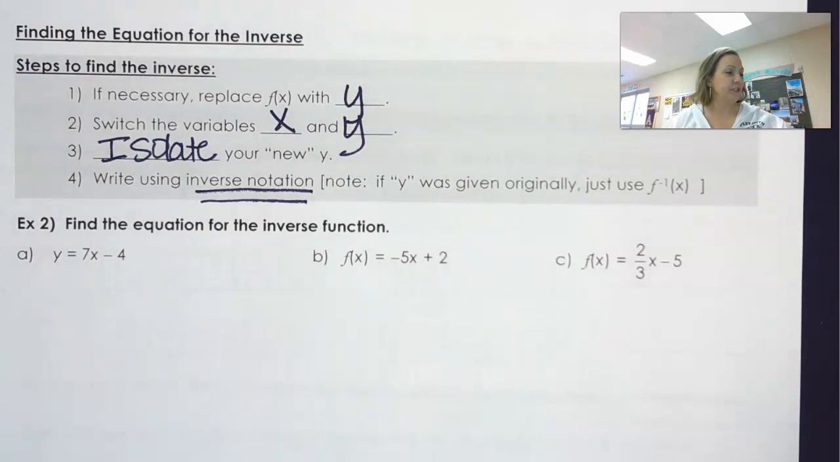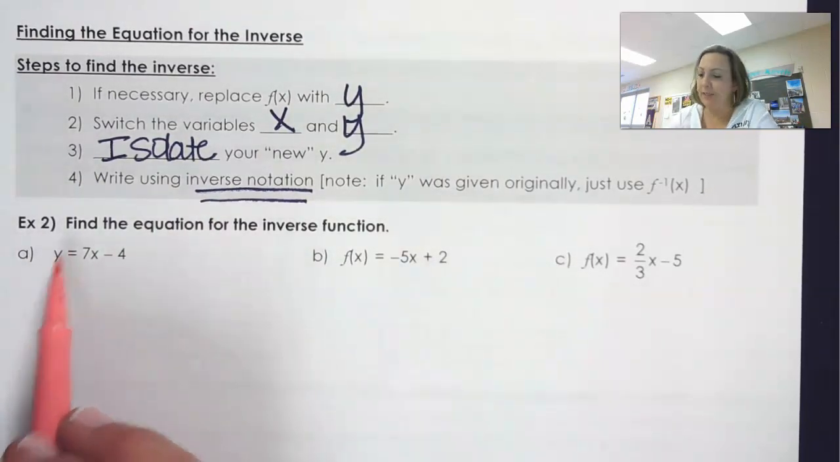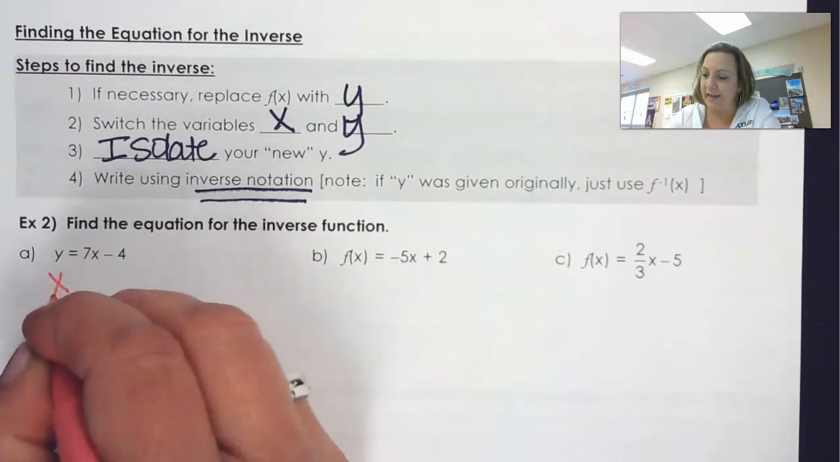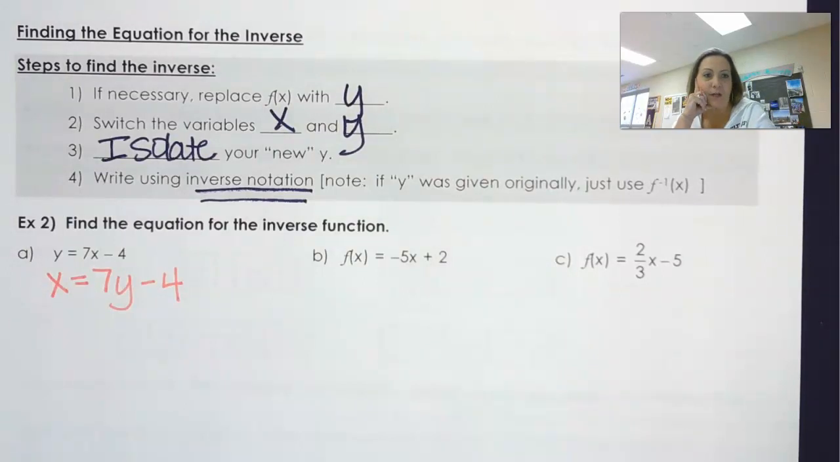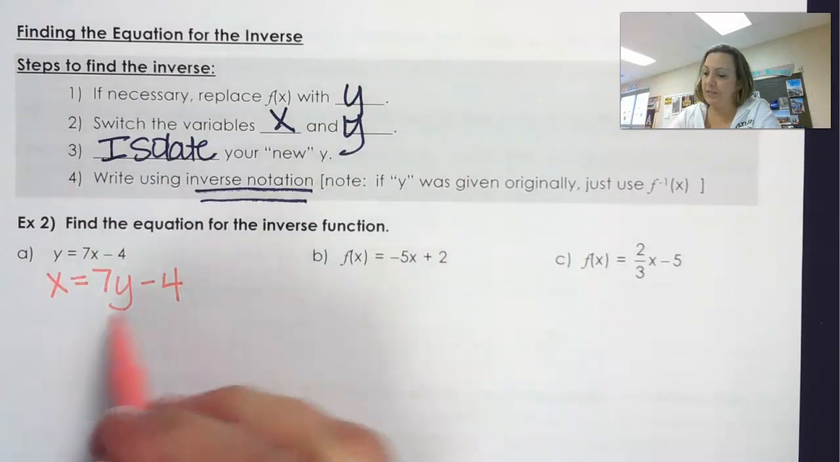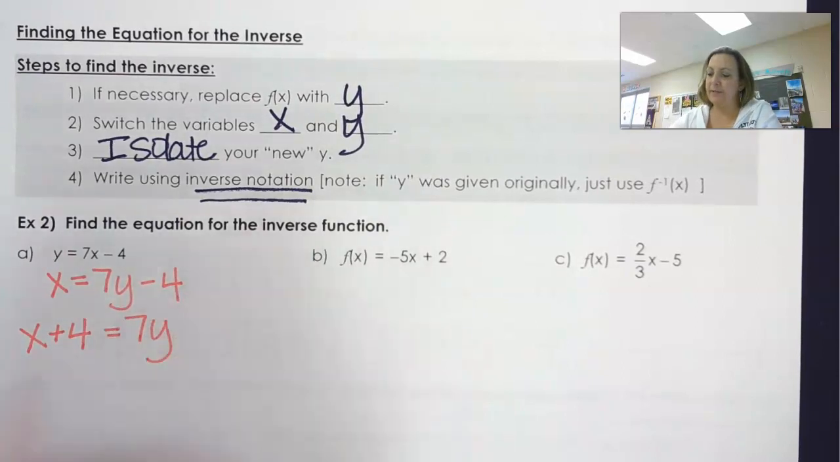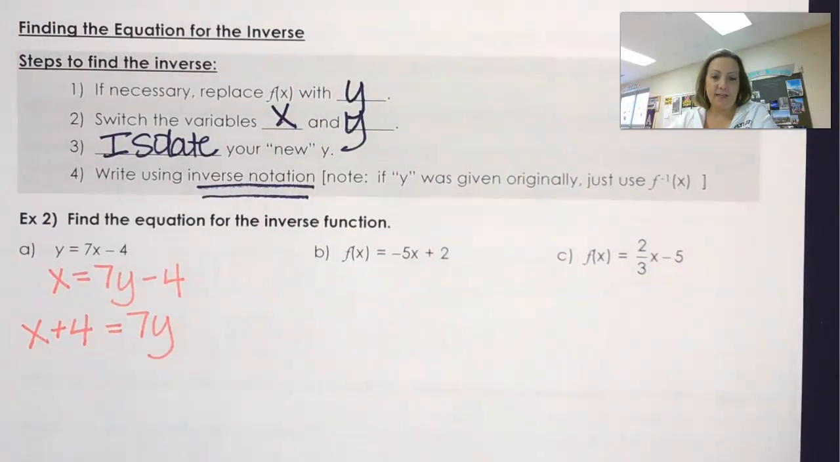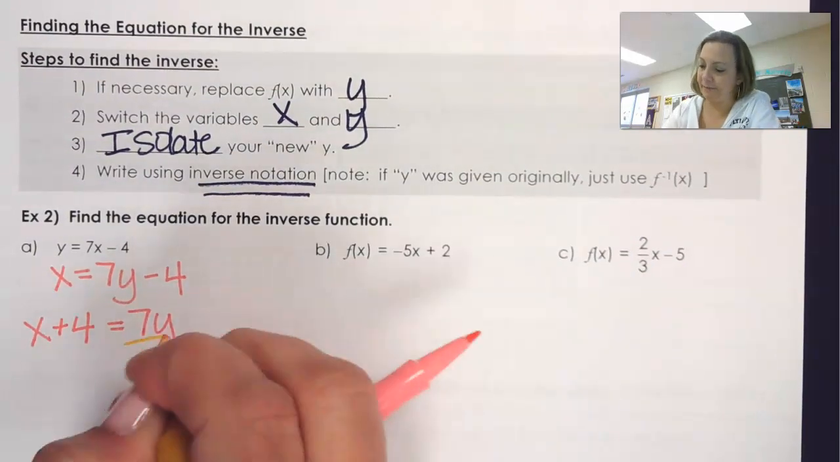So this says to find the equation for the inverse function. And we have y equals 7x minus 4. Well, we already have y, so we can just start by switching the x and the y. x equals 7y minus 4. Well, now let's add 4 to help isolate our y. And then what we want to do is we want to divide by 7.